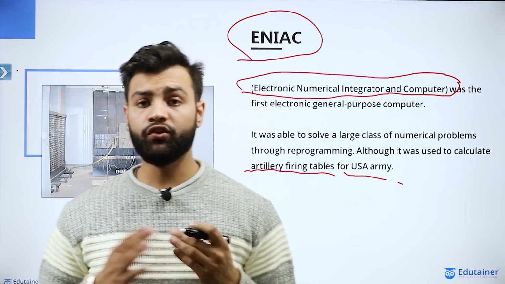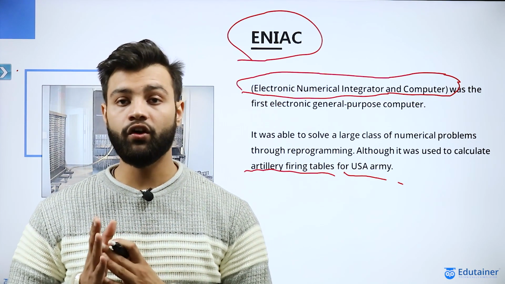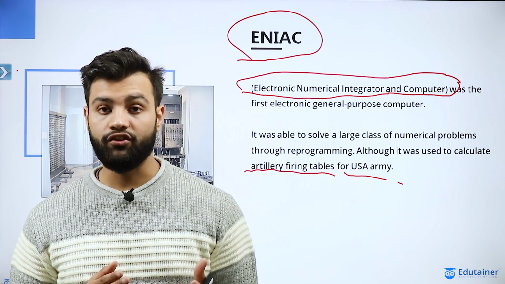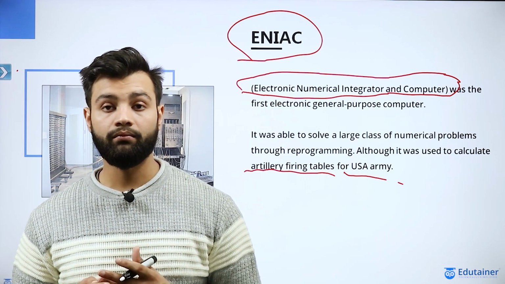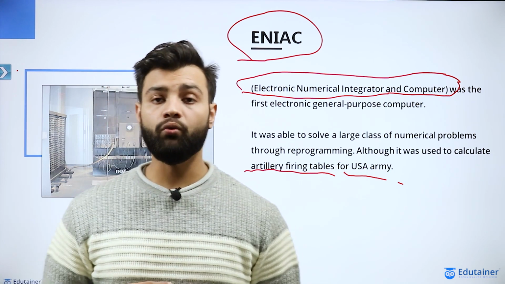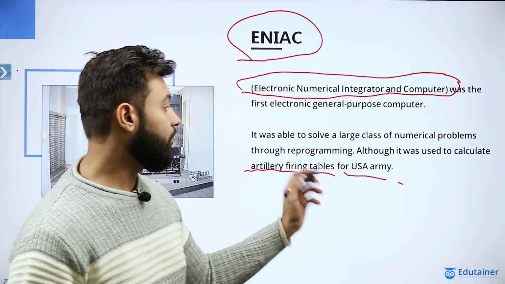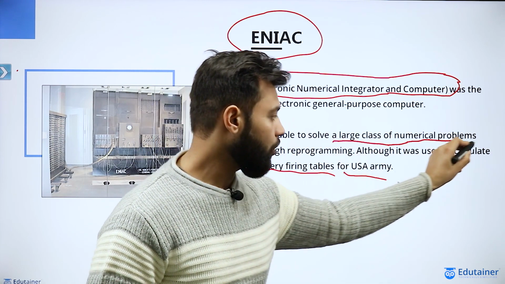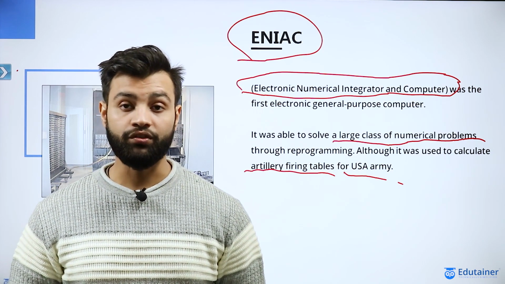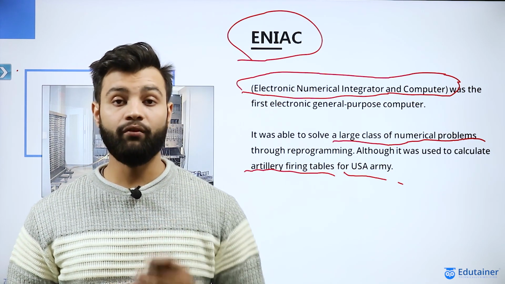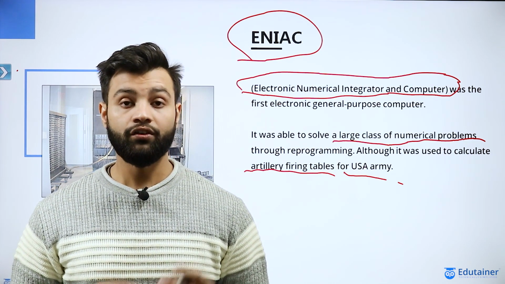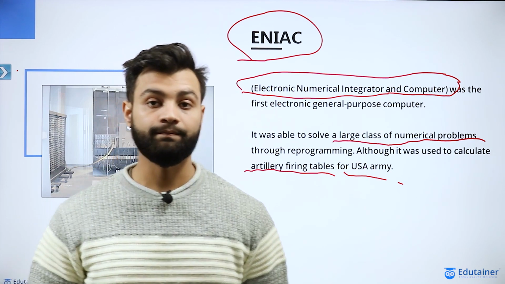So basically it was used for the US Army because whenever you are firing, there is a table that is calculated at the firing range, like at which angle the weapon should be launched so that it hits the target. So this computer was used over there, and it could calculate a large class of numerical problems by reprogramming. And this same computer was also used in the Manhattan Project. You might be aware of the Manhattan Project, isn't it? Because that was the first nuclear test. So this computer was also used over there.